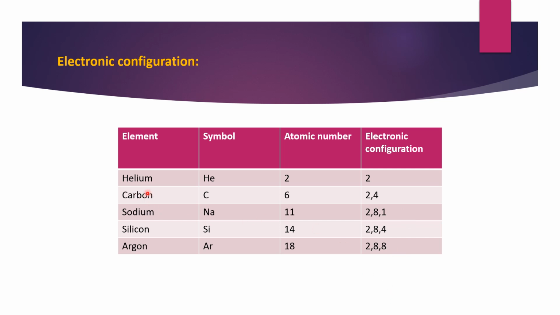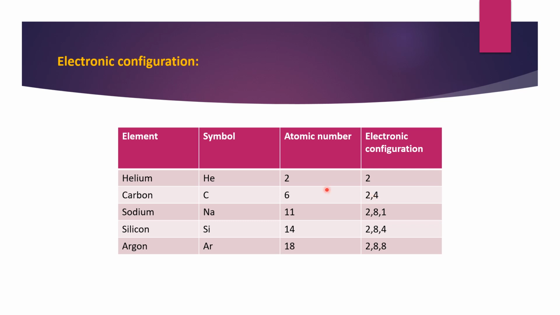We'll take the next example as carbon, whose atomic number is 6. It means it has a total of 6 electrons. In the first shell we can have a maximum of 2 electrons. Now out of 6, 2 have gone here. So how many are remaining? 4 are remaining. So those 4 can reside in the second orbit. Is it possible? Yeah. Why? Because the second orbit has a maximum capacity of 8. So I can put 4 here. So yeah, the electronic configuration of carbon is 2, 4.